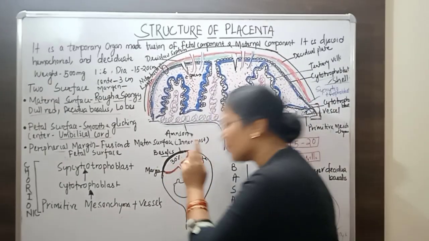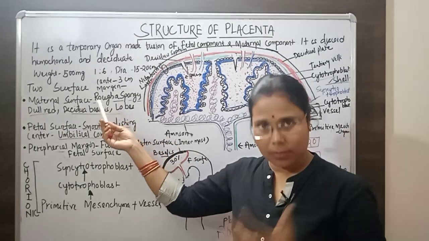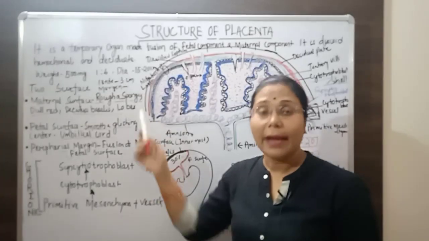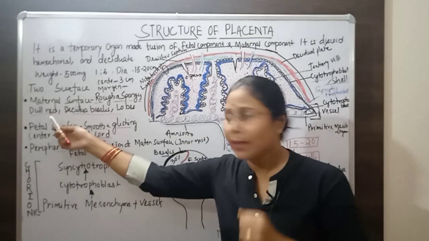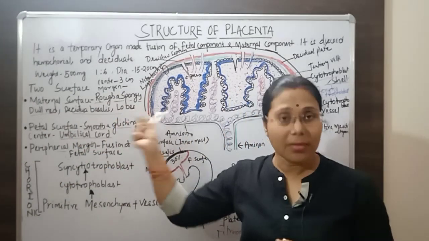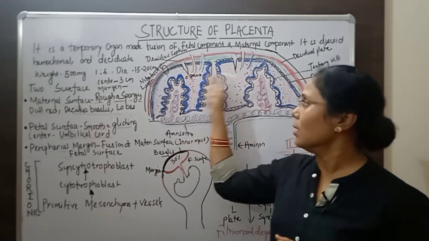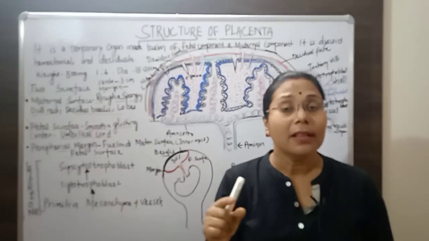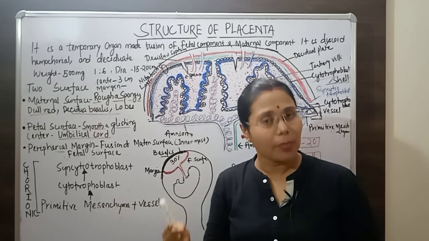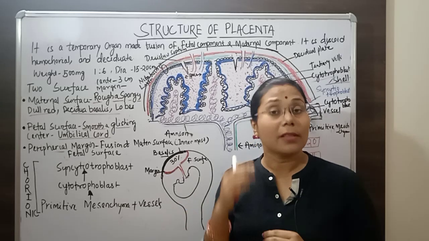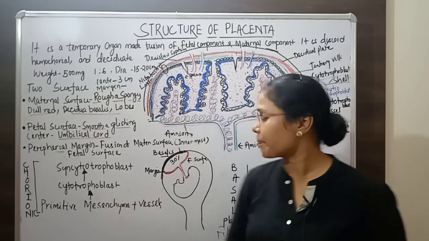The maternal surface looks rough and spongy, and as its blood supply is more, it is dull red in color. If you see the structure in detail, we will find the presence of lobes. These lobes are also called cotyledons, which are the functional unit of the placenta.